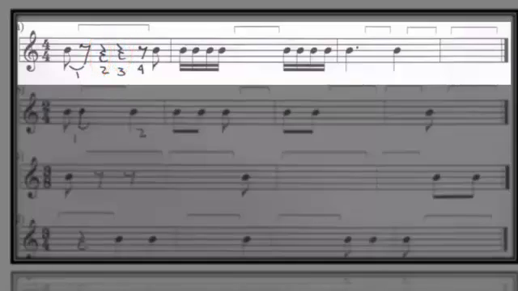In our next measure, we have four 16th notes, which give us our first beat, four 16th notes, which give us our fourth beat, and we can't join 2 and 3 together, so you're going to use a quarter rest and a quarter rest in the middle.